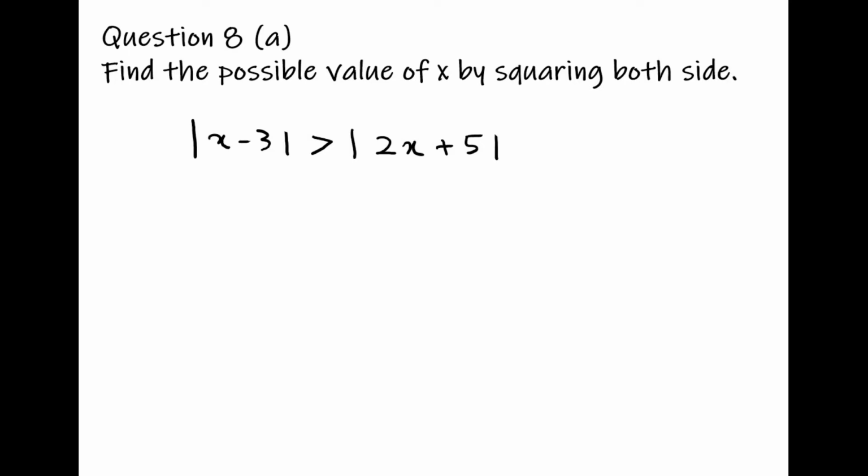For this subtopic, we are going to look at question 8 part A. This question involves inequalities that have absolute values on both sides. The question asks you to find the possible values of x by squaring both sides. Before you start anything, you need to recall that the absolute value of x is also equal to the square root of x squared.